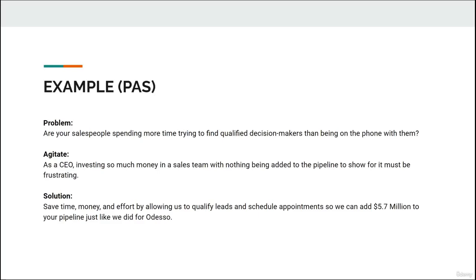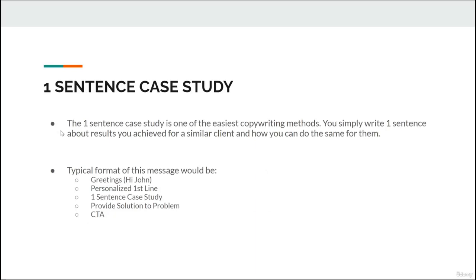The PAS, which is problem, agitate, solution. And now we're going to go to the next formula, which is called the one-sentence case study. So the one-sentence case study is one of the easiest copywriting methods. You simply write one sentence about results you achieved for a similar client and how you can do the same for them. So this is the typical format of this message.